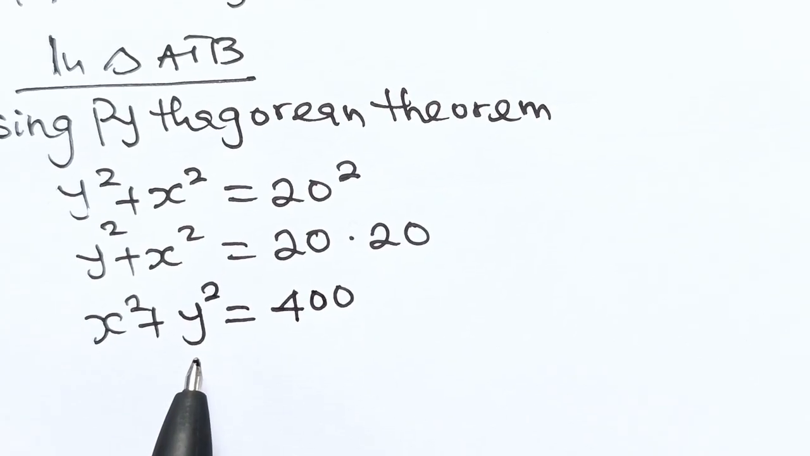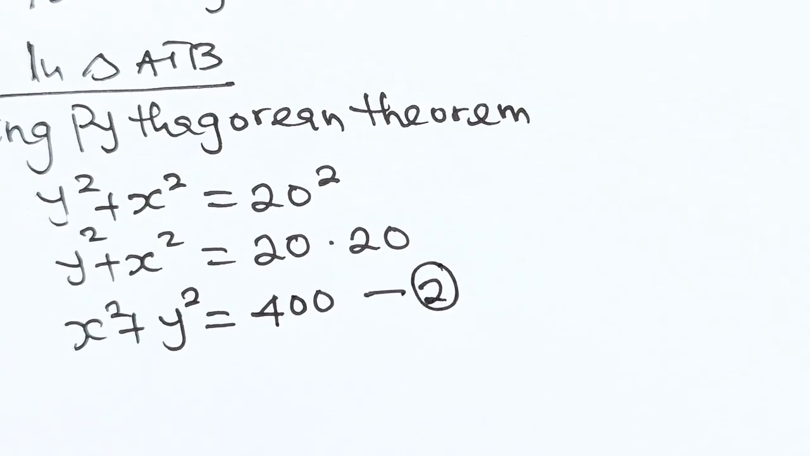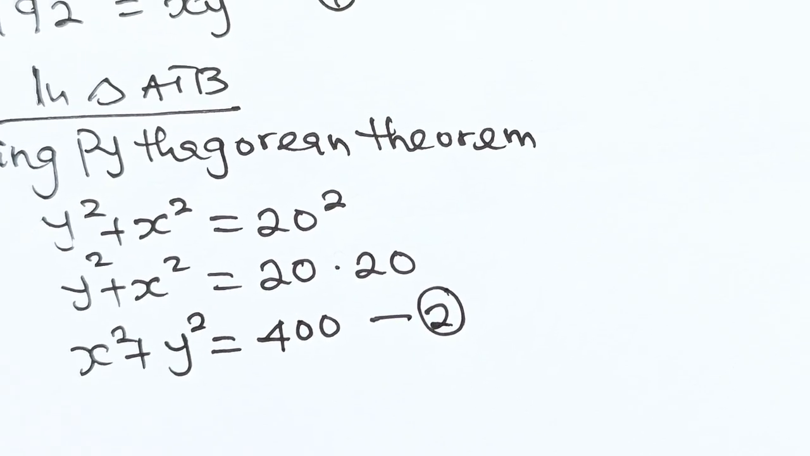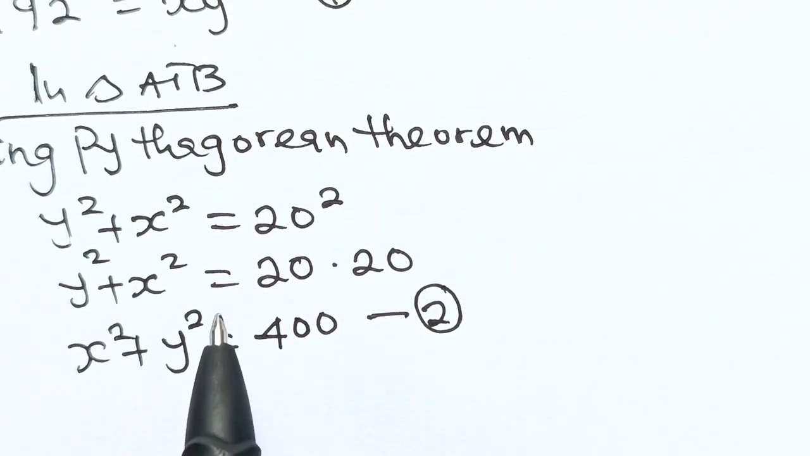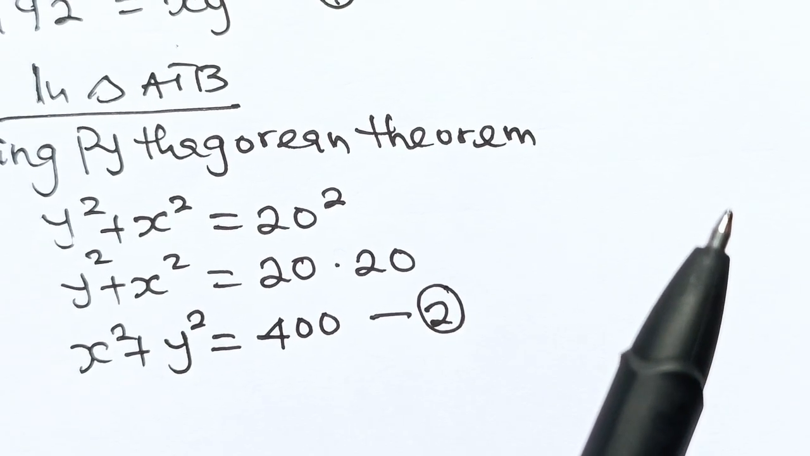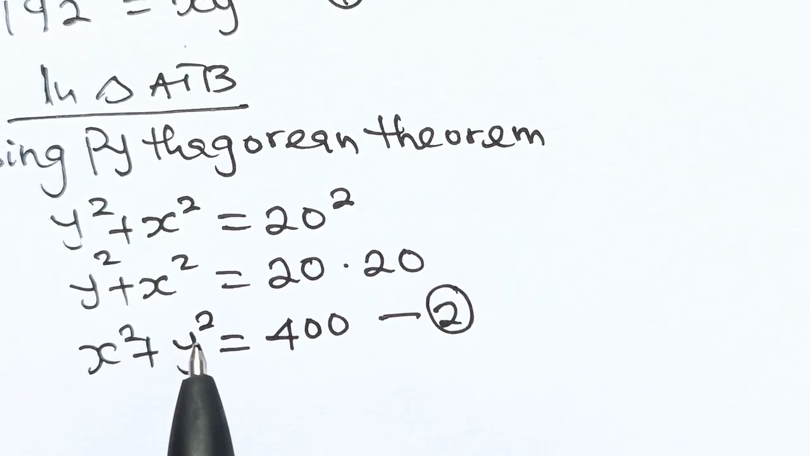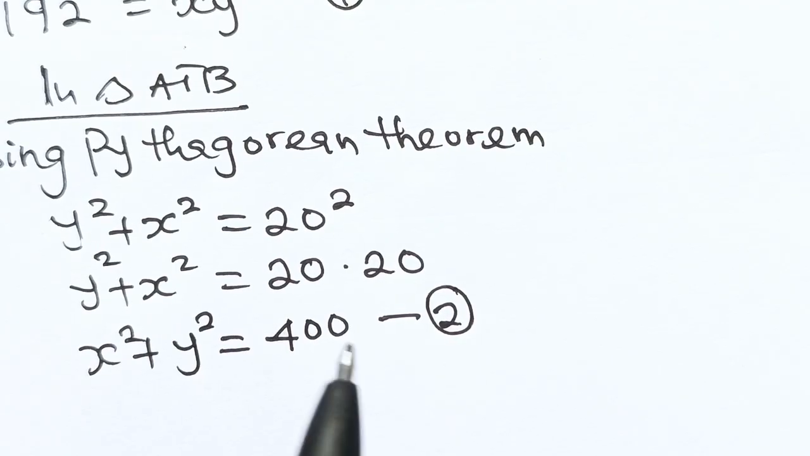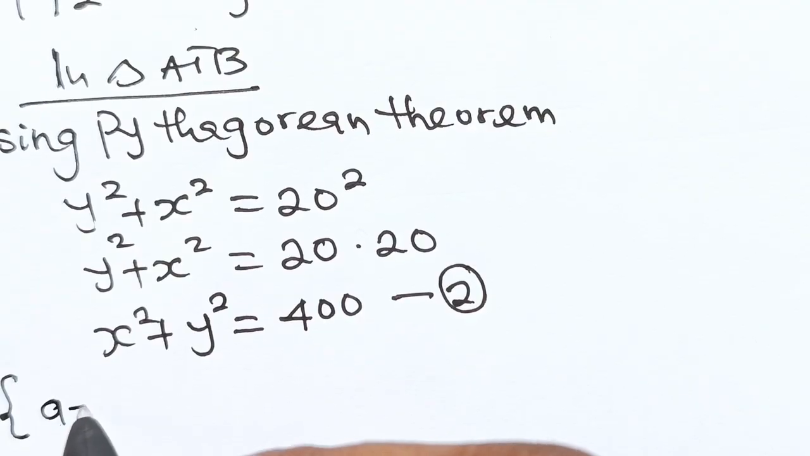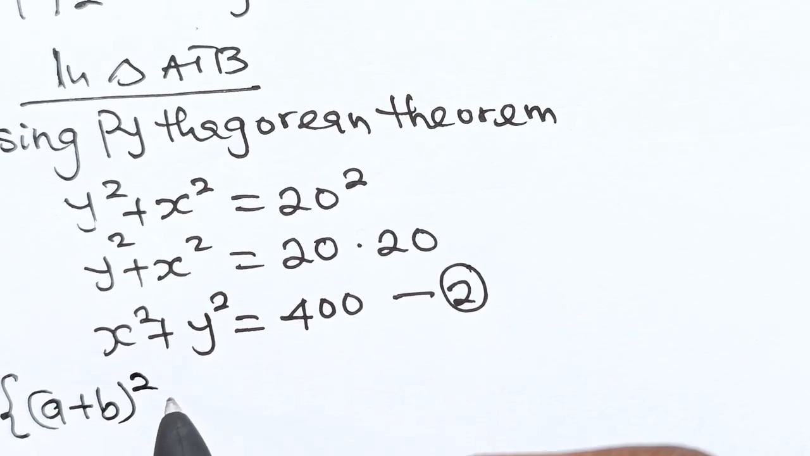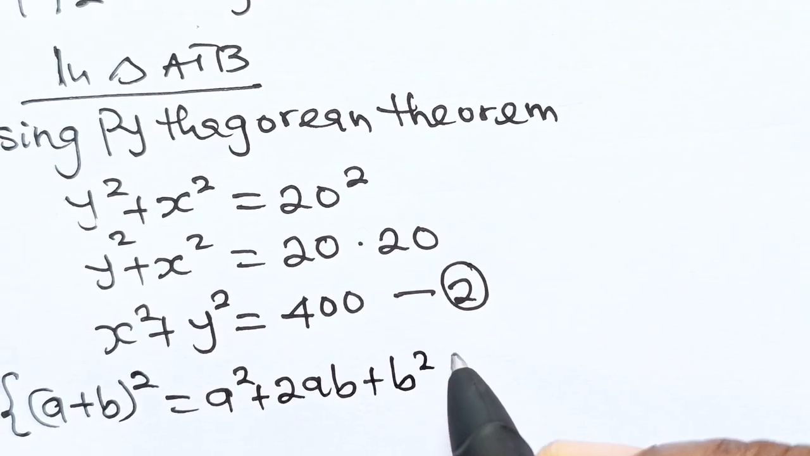Now this is what we have, and let's call this equation 2. Now, look at the two things that we found. We have found the value of xy, and we have found the value of x squared plus y squared. Now, we can get simultaneous equations to find the values of x and y, and it's very easy. Seeing this and this, we remember the algebra identity that states that a plus b squared is equal to a squared plus 2ab plus b squared.